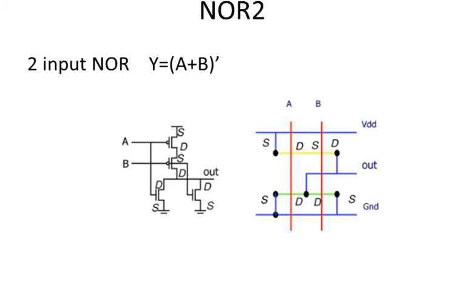Next is the 2 input NOR gate. The same procedure is followed. Here the expression is y equal to (a plus b) whole bar. I told you, you need to count the number of variables. I forgot to tell in the previous case. Here the number of variables equal to 2, a and b.